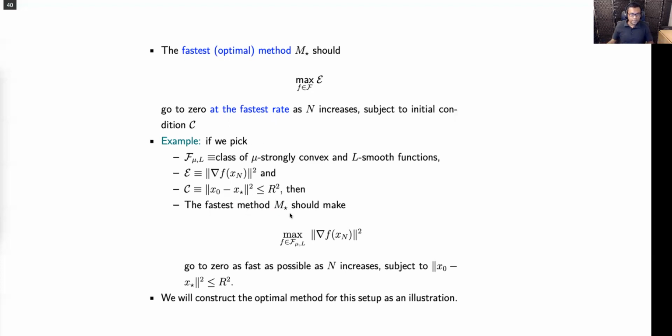So the fastest method M star should make the maximum of the last iterate gradient norm squared over all the functions f in F mu go to 0 as fast as possible as n is increasing, subject to our initial condition. Down the line, we will construct the optimal method for this setup as an illustration.